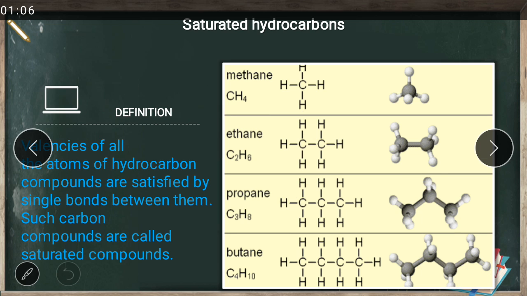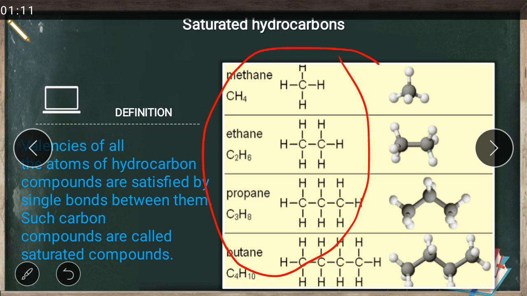Okay. Now see, these are examples of saturated hydrocarbons. If we look at the structures of the examples, we can see the bonds between the atoms: bonds between carbon and carbon, carbon and hydrogen. We can see that all bonds are single bonds. Now see the definition: if valencies of all the atoms of hydrocarbon compounds are satisfied by single bonds between them, such carbon compounds are called saturated compounds, saturated hydrocarbons.